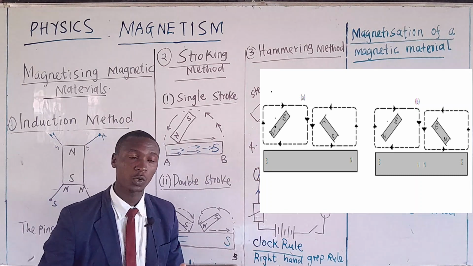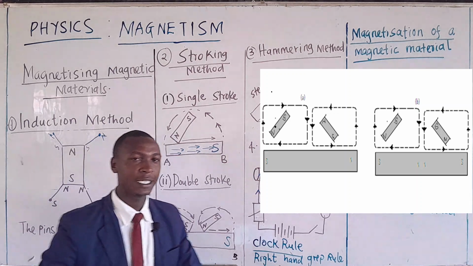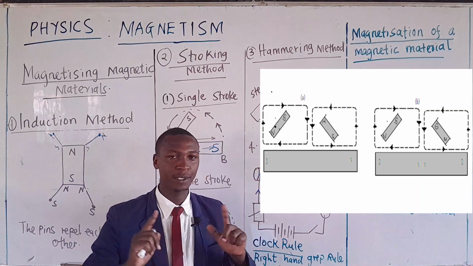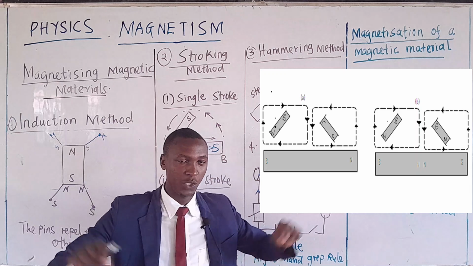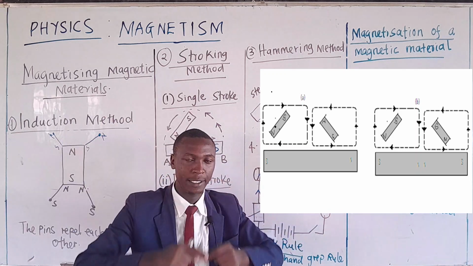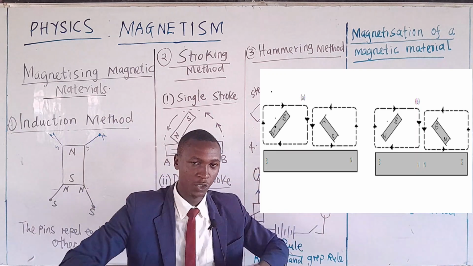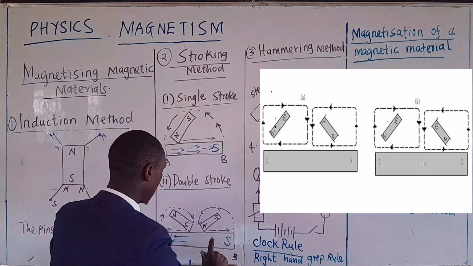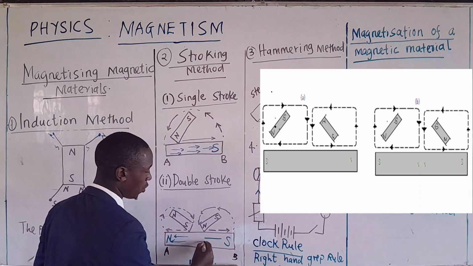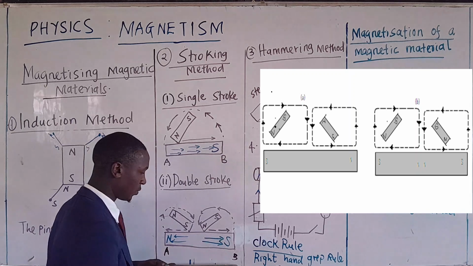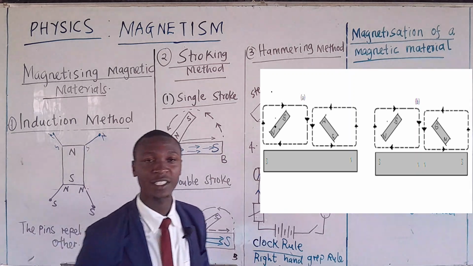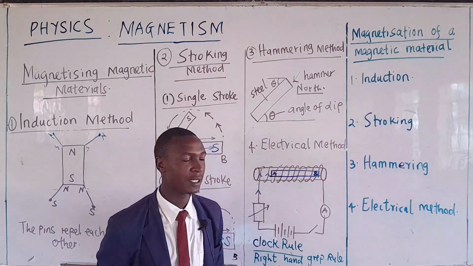What we are doing in stroking is trying to trigger the dipoles to realign themselves towards one direction. As we double stroke and the magnetic path is as shown in this diagram, we are going to have them align towards one direction. Until they reach a saturation point, we will have magnetized the bar.